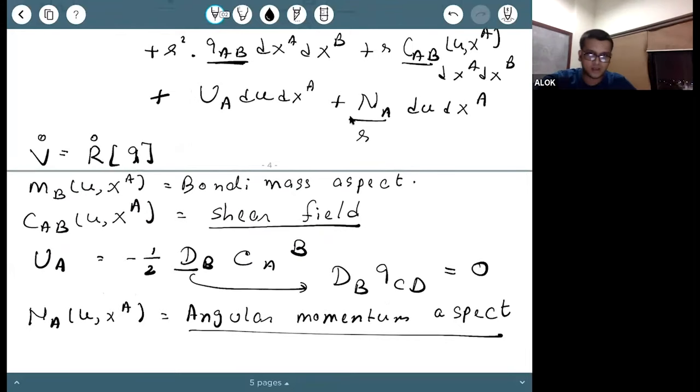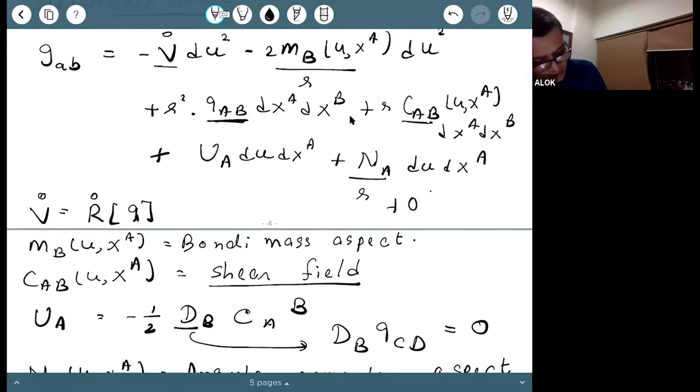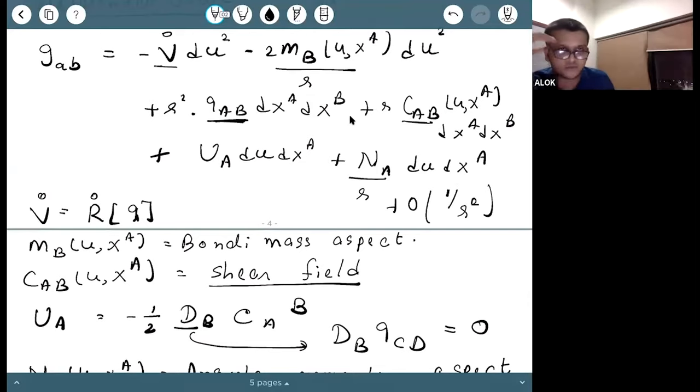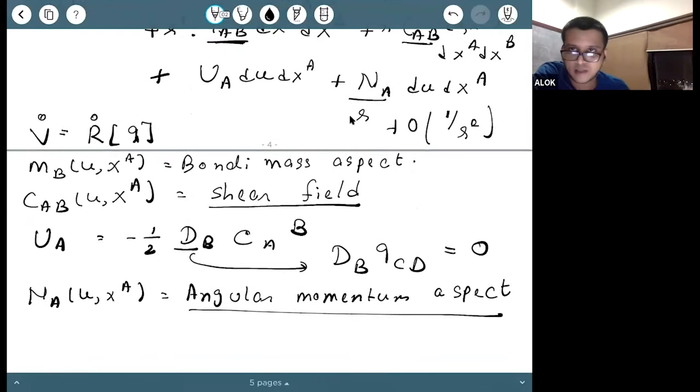Okay, so that's what we need. Of course, then there are other terms I just put. So this is the expansion of all asymptotically flat spacetimes in Bondi gauge. Is there any question? Then I can just stop here. Okay, then I just proceed.